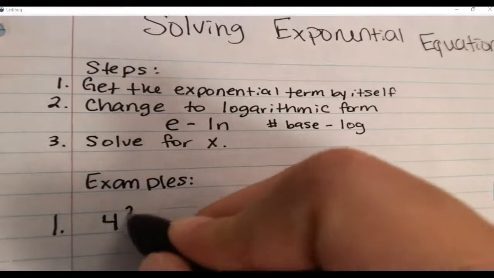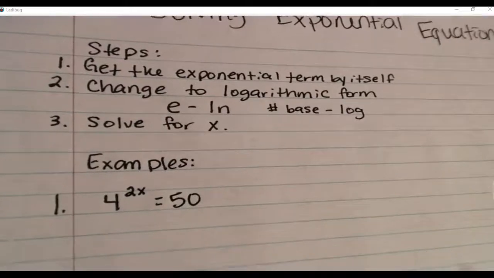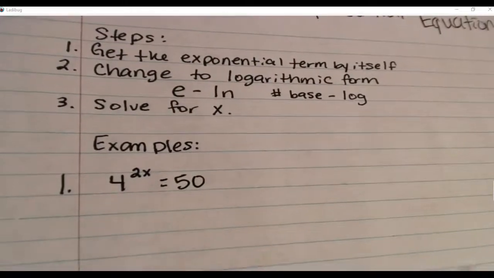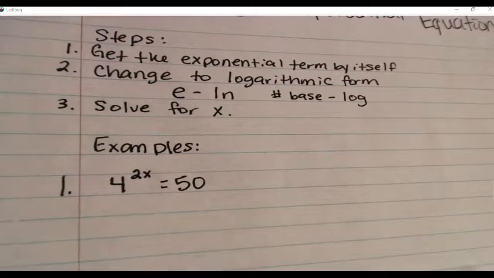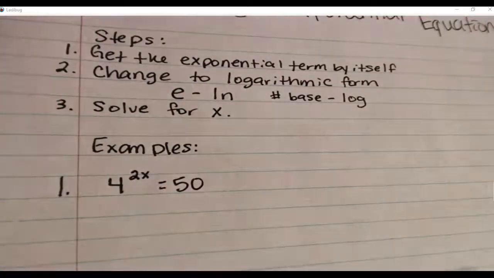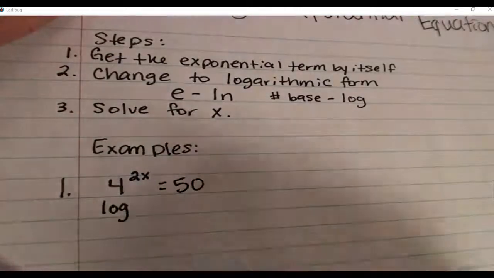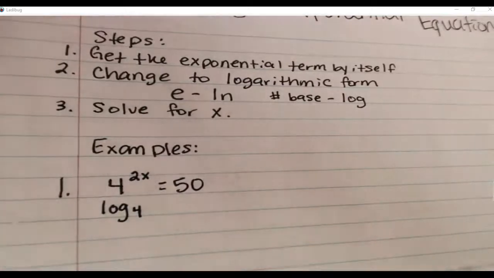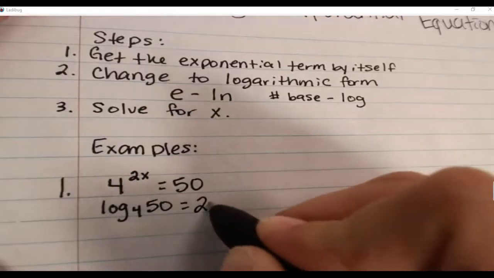So let's say we have 4 to the 2x equals 50. Okay. So our first step is to get the exponential term by itself, but it's already by itself. We don't have anything added, subtracted, or multiplied to it. So then we can just go ahead and change it to log form. So remember, to do that you need log, and then the base is 4, and then the 50 and the 2x flip. So log base 4 of 50 equals 2x.